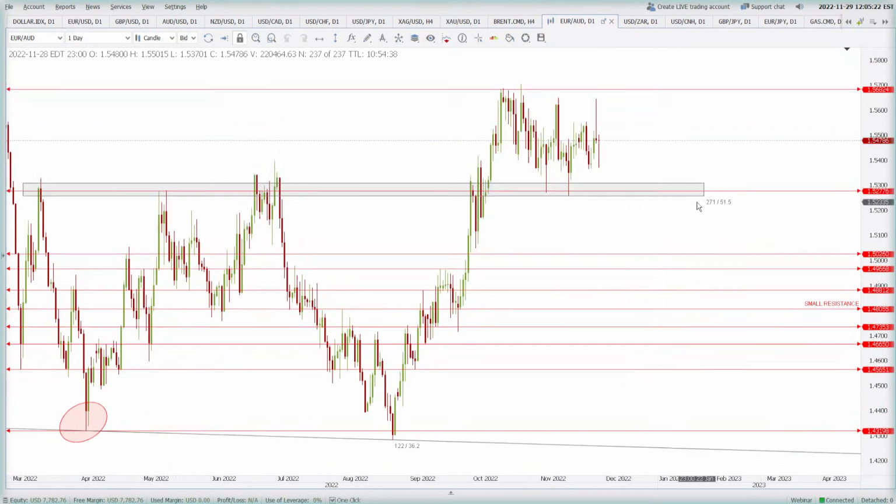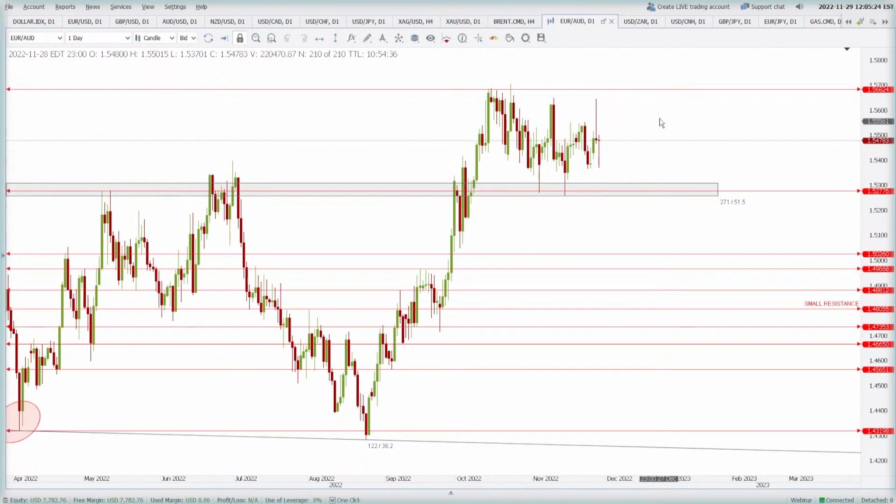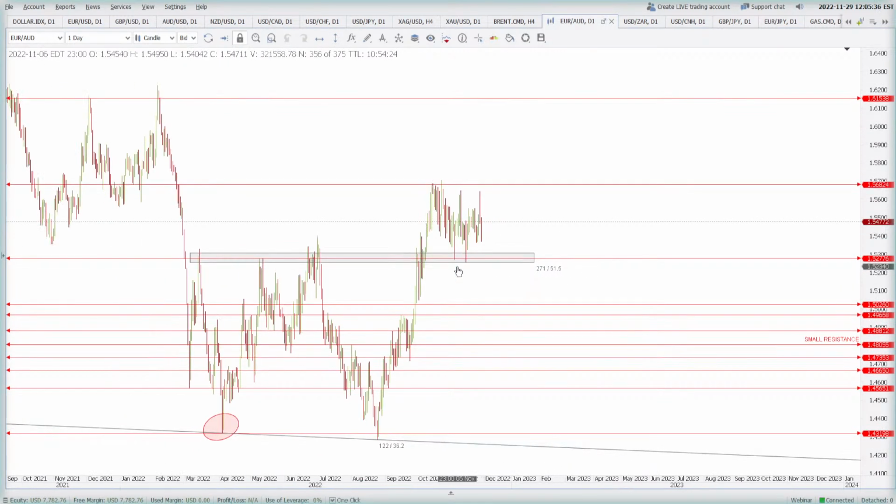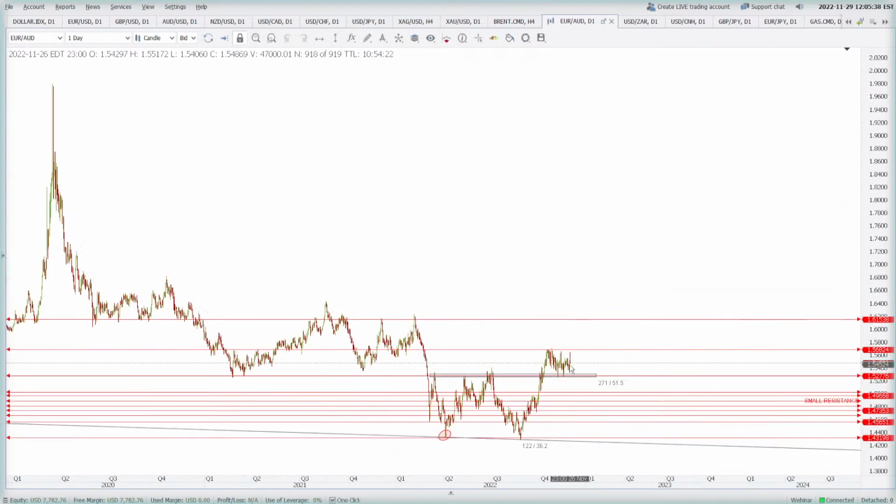Well, euro against the Australian dollar is still intact in that range, 1.5682 and 1.5277. Till the time this range is not broken, you cannot be sure of the higher move or the lower move for that matter. But we are expecting, because our bias is bullish.